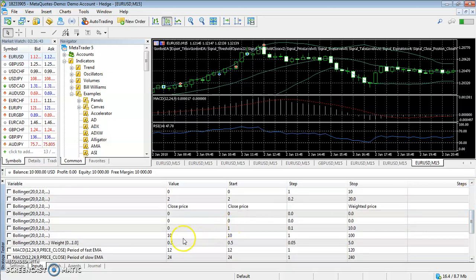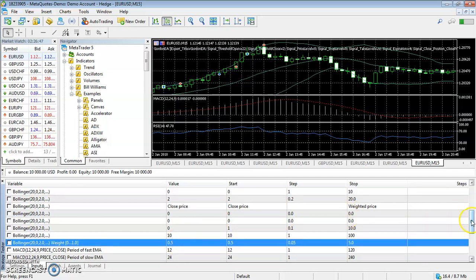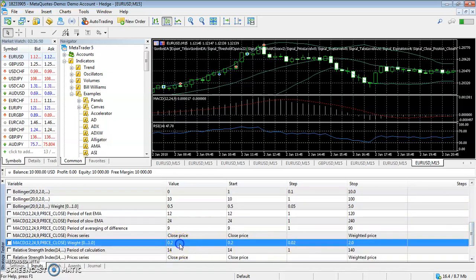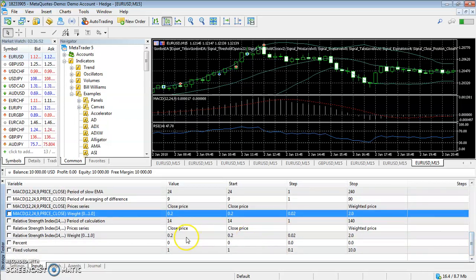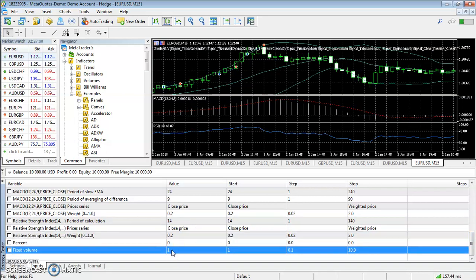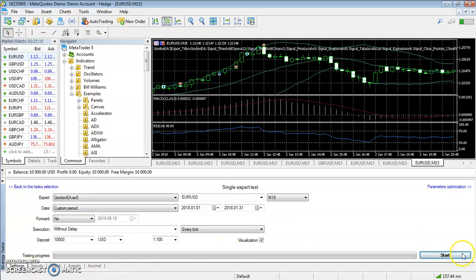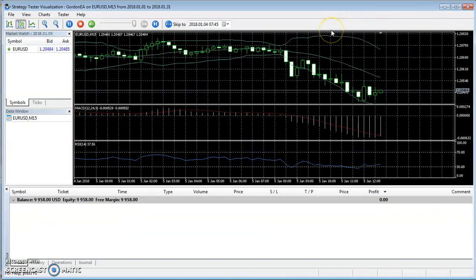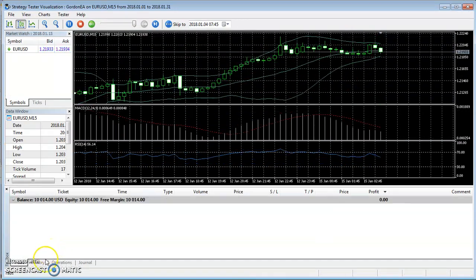The weight for the Bollinger signal is 0.5. The weight for the MACD is 0.2, and the weight for the RSI is also 0.2. And I've set the lot to be 1 standard lot, so that every pip is $10 worth. So let me go ahead and now click start. Set it so it goes fast.